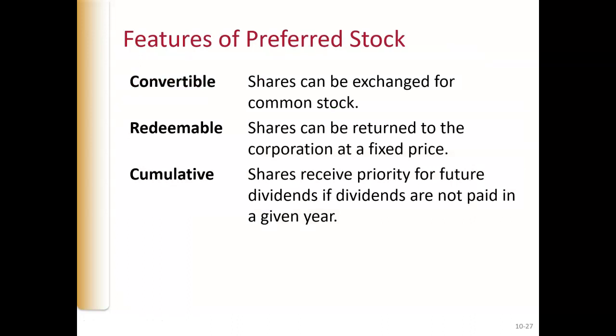Now, there are some features that may be available for preferred stock. It can be convertible, which means exchanged for common stock. It can be redeemable, meaning shares can be returned to the corporation at a fixed price. And it can be what's called cumulative, where the preferred stock receives priority for future dividends if dividends are not paid in a given year. And we'll talk about that in just a minute.